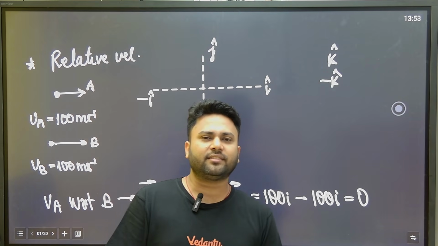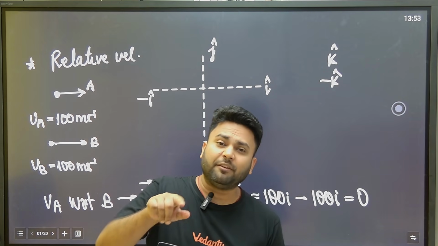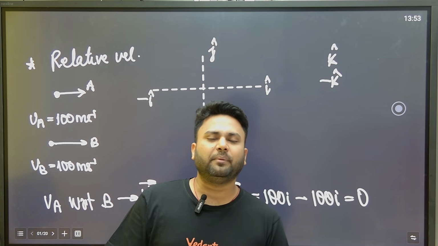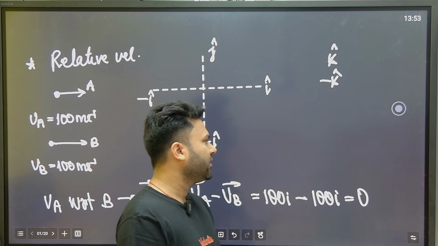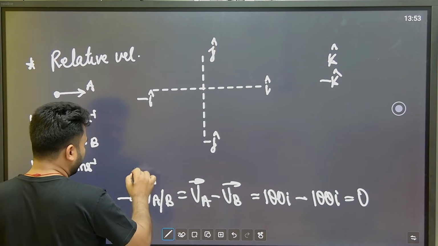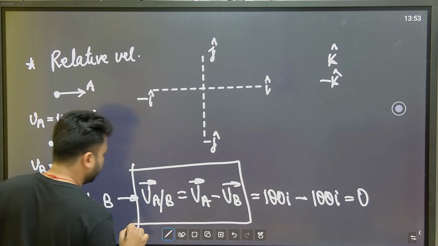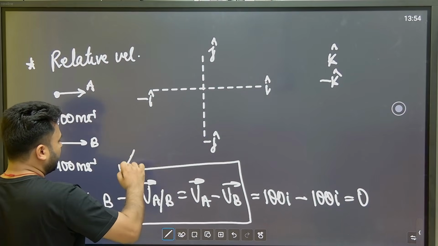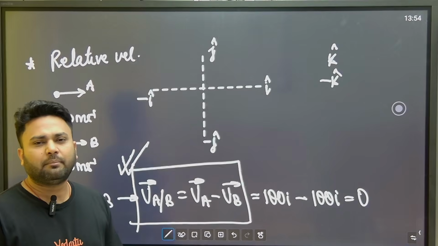Similarly, velocity of B with respect to A will also be 0. Both with respect to each other, the velocity will be 0. Correct? So this is how we calculate velocity of any object with respect to another object. This formula you should remember: velocity of A with respect to B is VA minus VB.